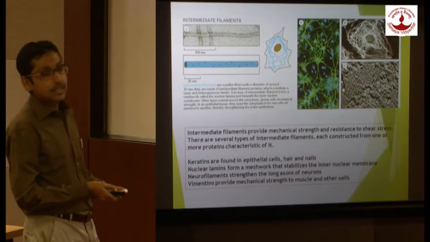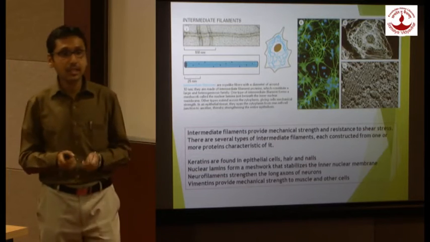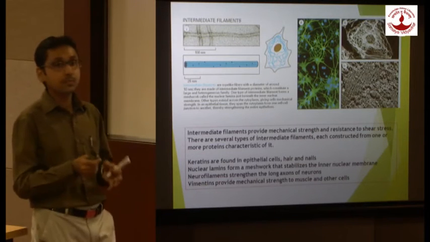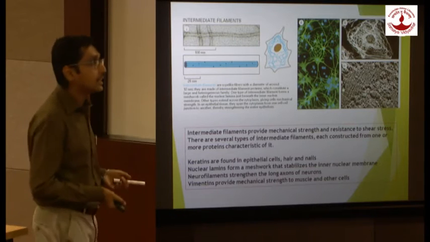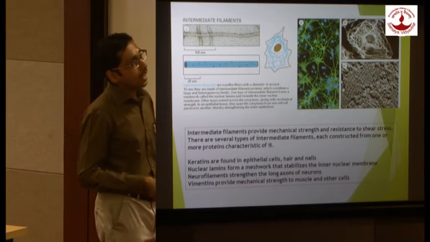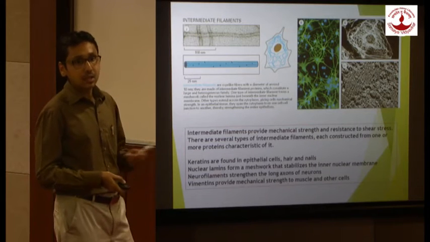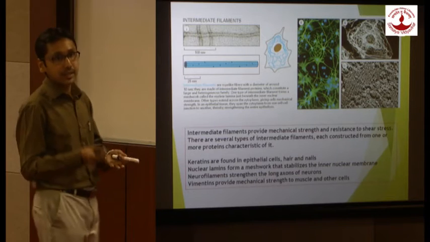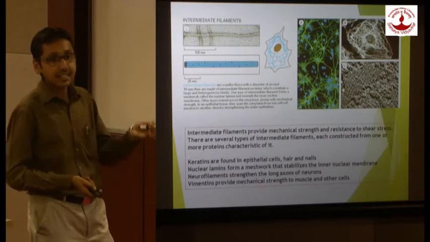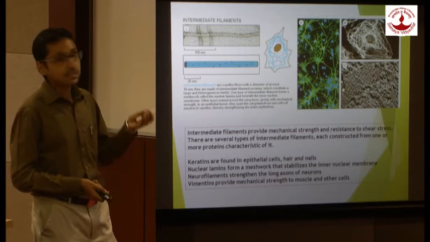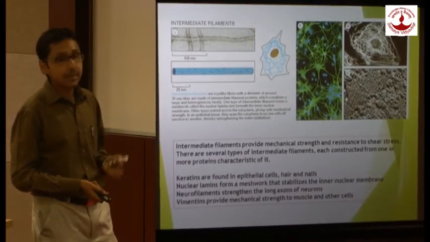And lastly, the intermediate filaments. Intermediate filaments form rope-like structures. Their major role is to play a supporting role, so they provide strength and integrity to the cell. And there are different types of intermediate filaments, not like actin and microtubules. Microfilaments are made up of actin monomers, whereas microtubules are made up of alpha-beta dimers, tubulin dimers.